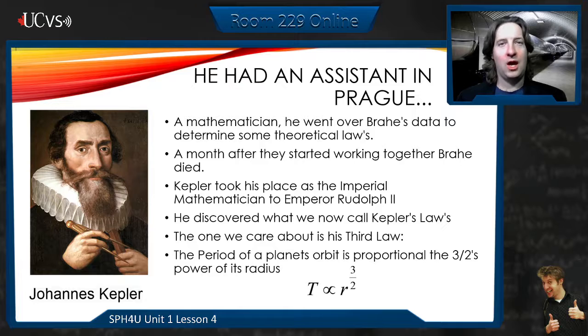Okay, so this all came from a purely empirical viewpoint. Again, empirical meaning data. So you take the data and you try to figure out relationships. You don't try to answer the question of why this is happening. You're just trying to understand how it's happening. And his third law, the one that's important here, is that the period of a planet's orbit, so the time it takes for the planet to go around the sun, is proportional to the 3/2 power of its radius.